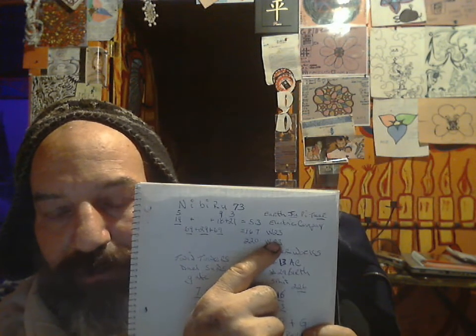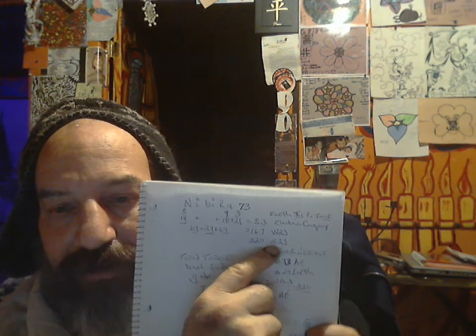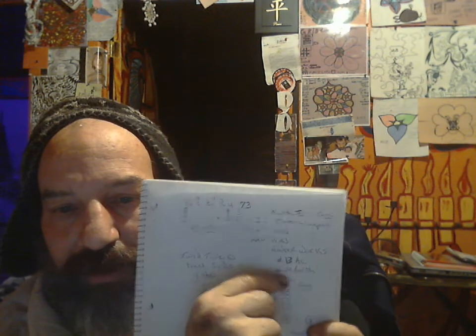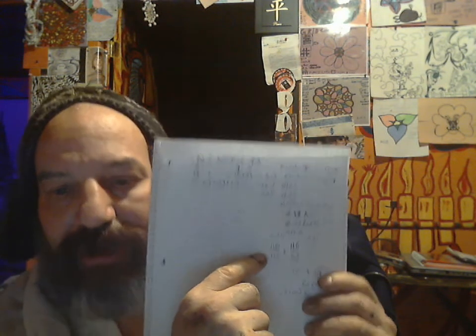Waterworks, number 23, 56, 56, 11, 11. 29 equals 11, and this will equal 11. They all equal 11. And that's your Nibiru, 220 volts, 110 stories of the Twin Towers.